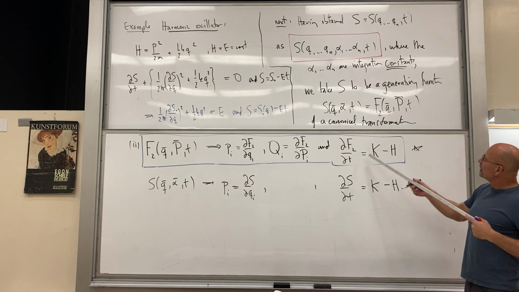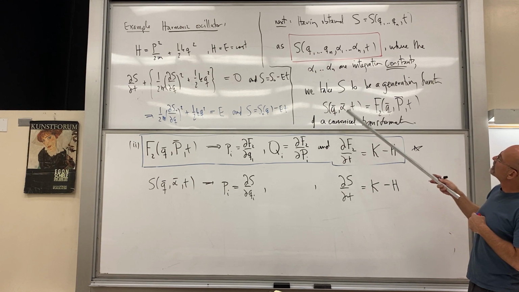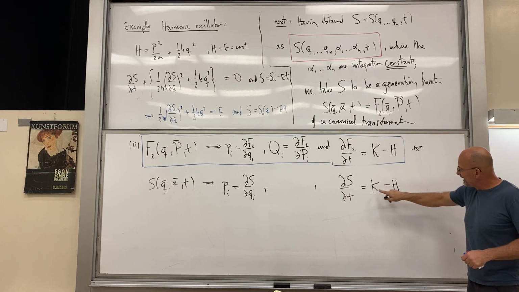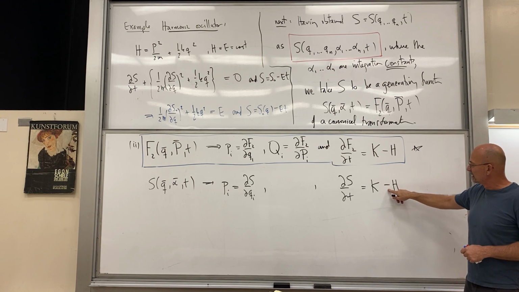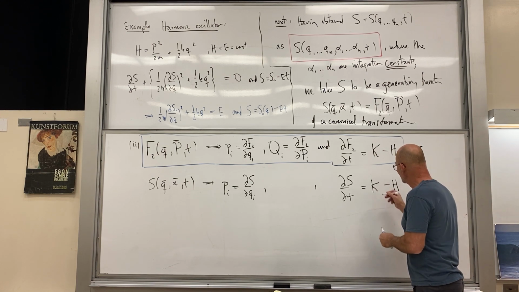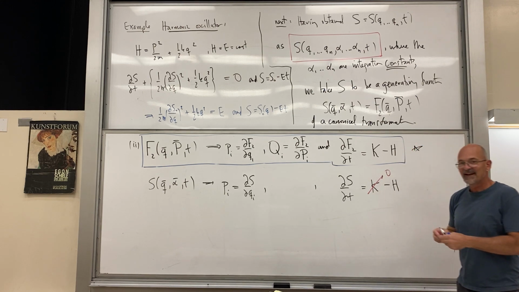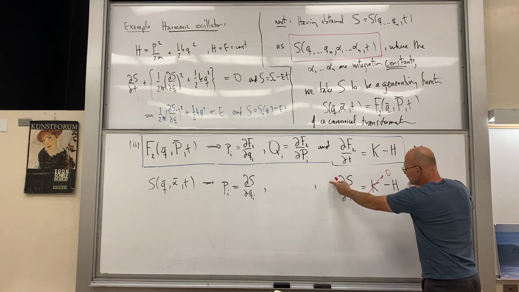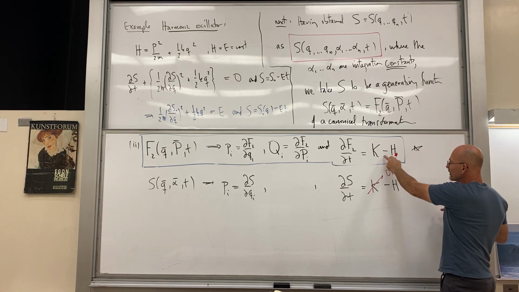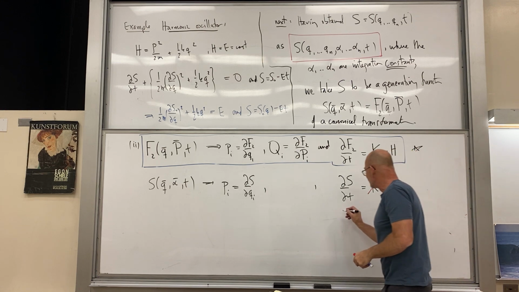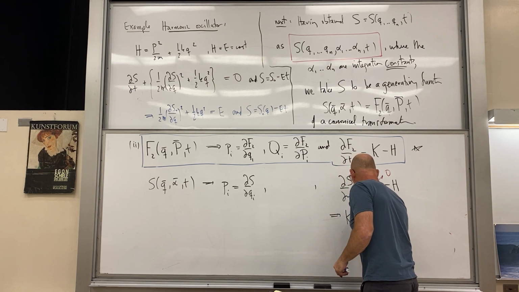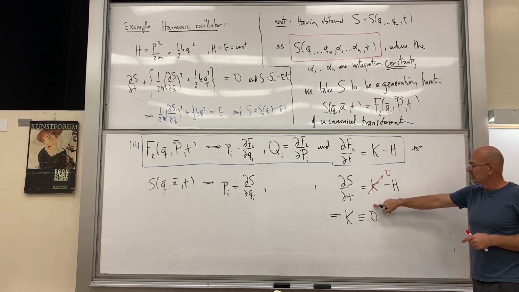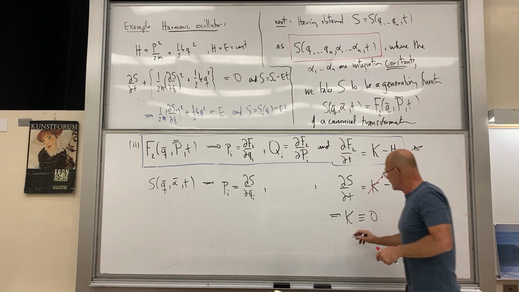So what do we have? We have the Hamilton-Jacobi equation. Is it up there? It's been erased. We have dS/dt equals minus H. Okay, so what that means is K is identically equal to 0. So if we're making our comparison, our Hamilton-Jacobi equation dS/dt equals minus H, so K must be identically 0. K is identically 0, but remember, K is the Hamiltonian of the new coordinates and momenta.